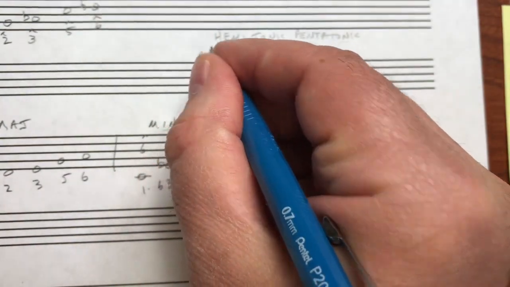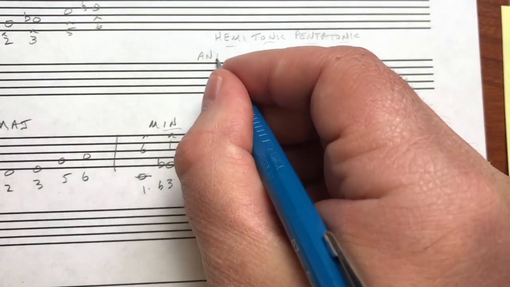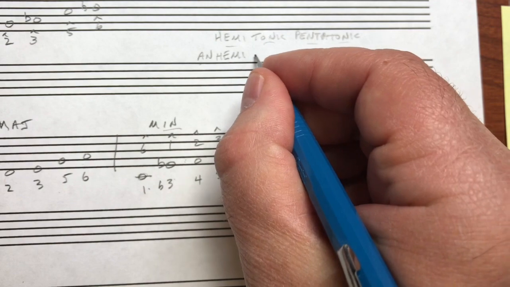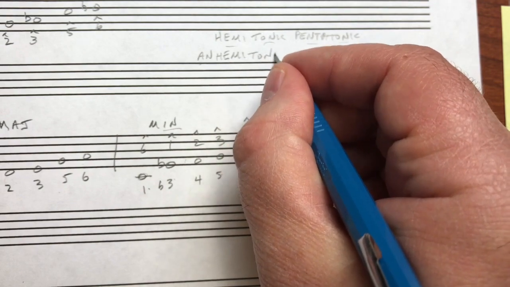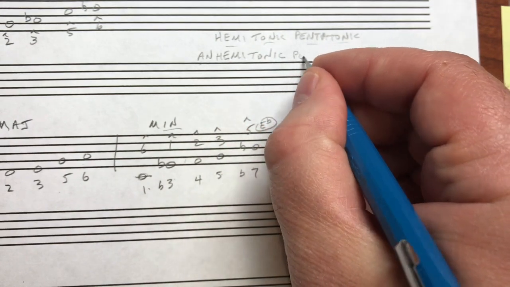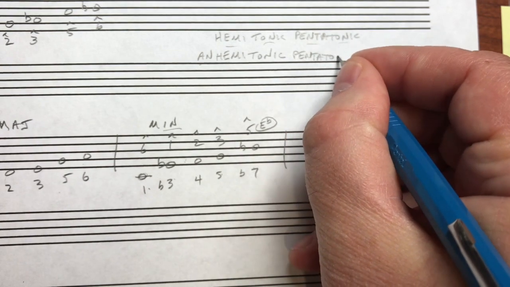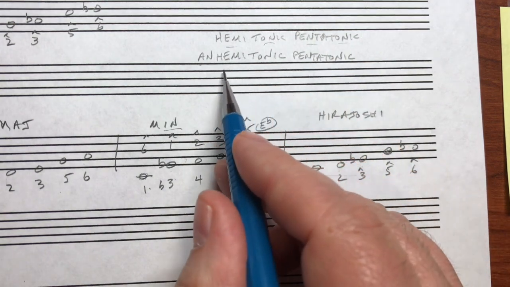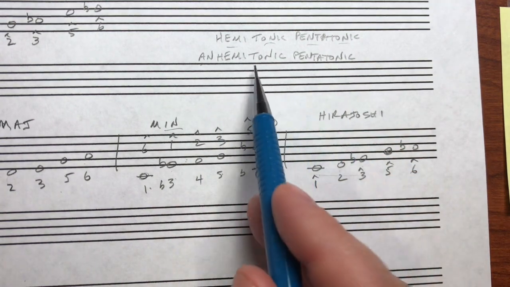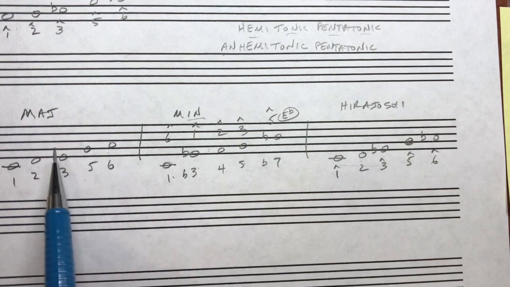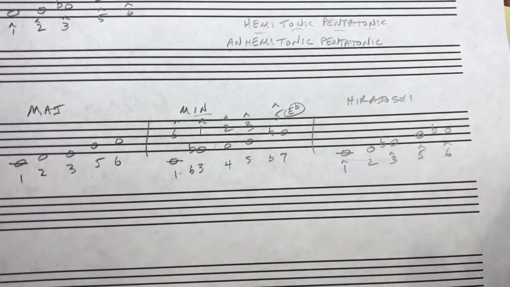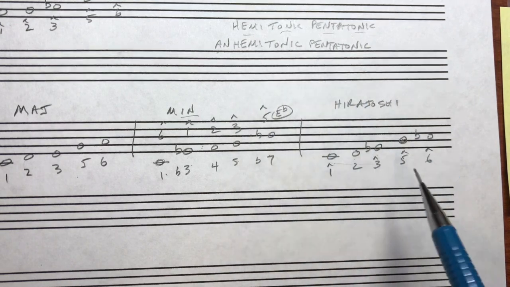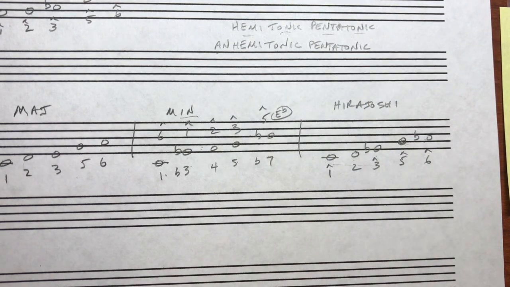And if we don't have a half step, we would call it anhemitonic, and that would be the negative term for no half steps. Anhemitonic pentatonic would be a collection with no half steps, such as the major and the minor pentatonic, whereas the Hirajoshi would be a hemitonic pentatonic because it contains a half step.